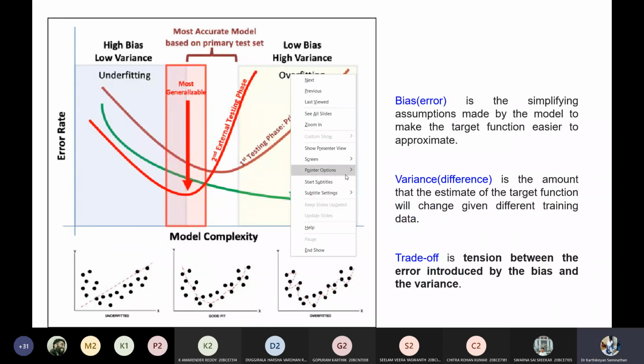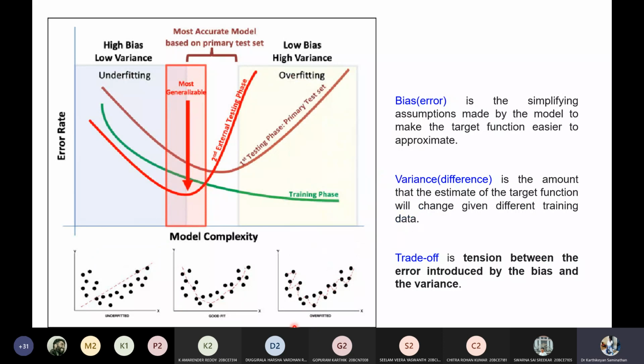You can see here the overfitting and underfitting example. In overfitting, all the points are fitted on this curve; maybe this includes your noise, errors and differences. Underfitting means the model is totally away from the regression line. Good fitting means the major samples are fitted and the other samples are somewhere else. Such a thing we call a good fit. Trade-off is a tension between the error introduced by the bias and the variance.